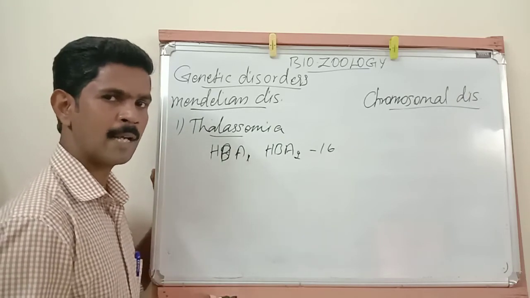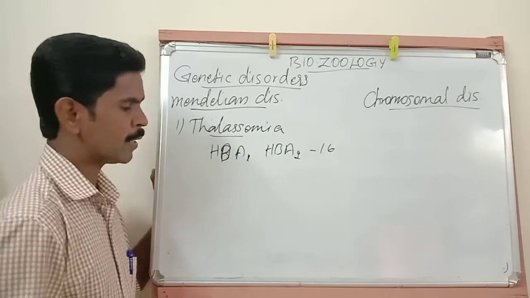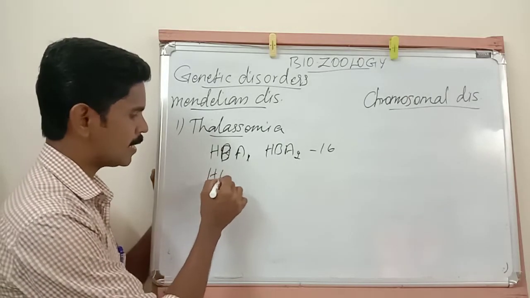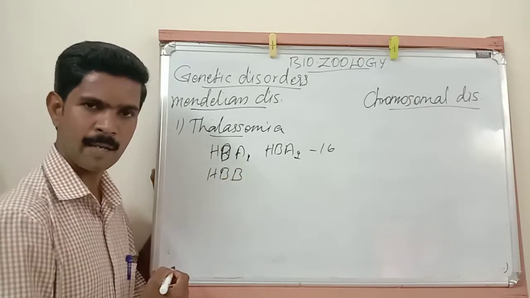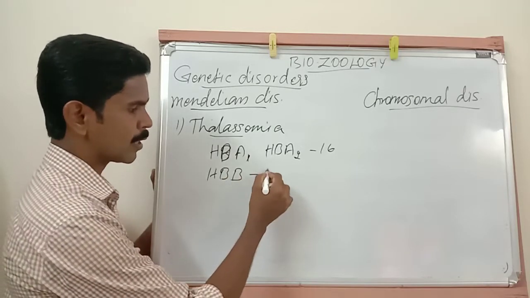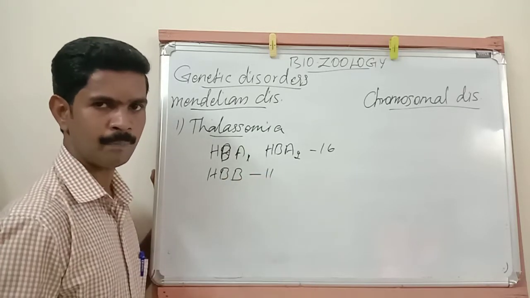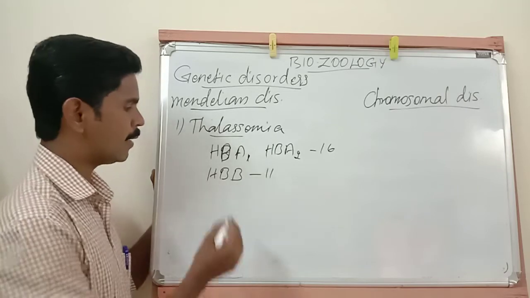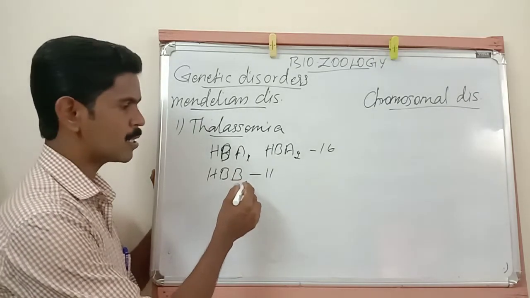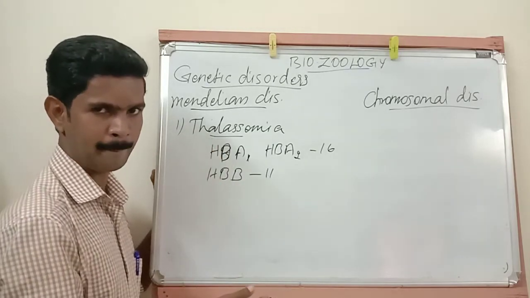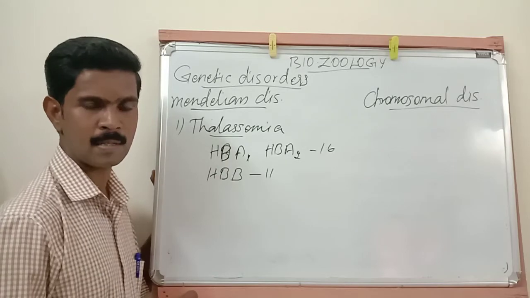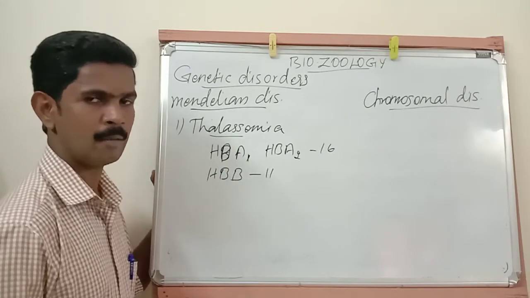The second type is beta thalassemia. The gene responsible for beta thalassemia is the HBB gene, and this gene is located on the 11th chromosome. Understand? This HBB gene is responsible for beta thalassemia, and this disease is also known as Cooley's anemia.